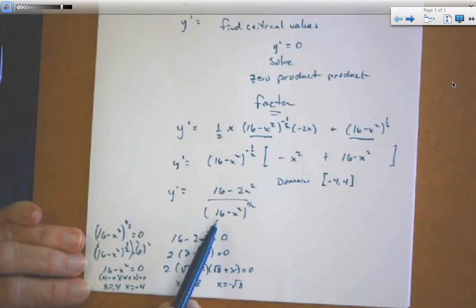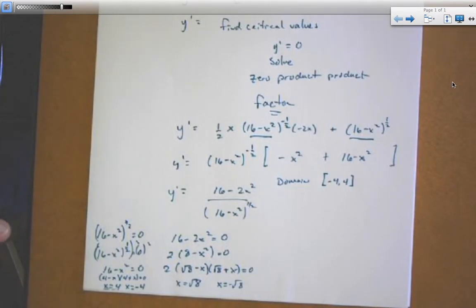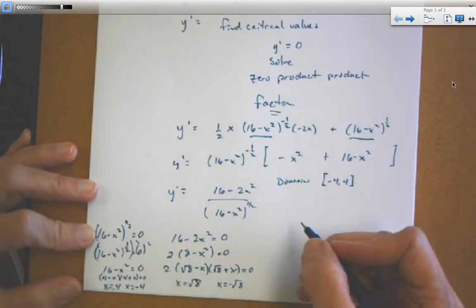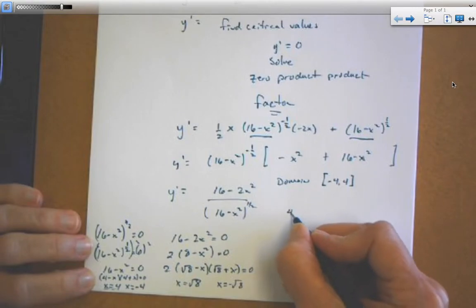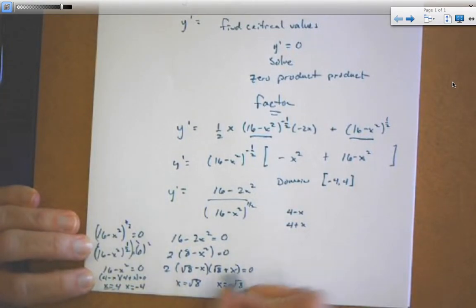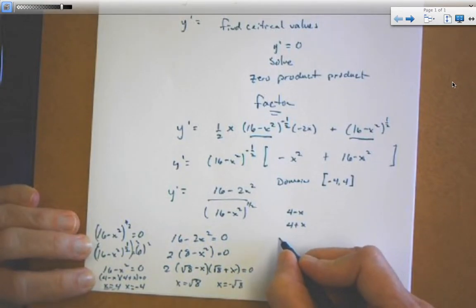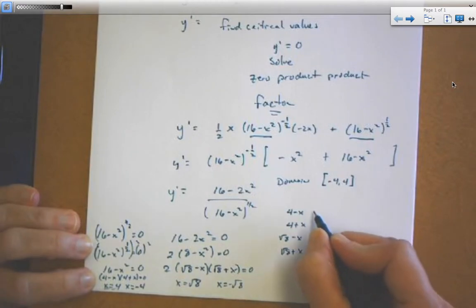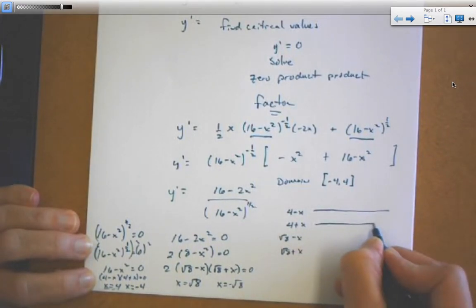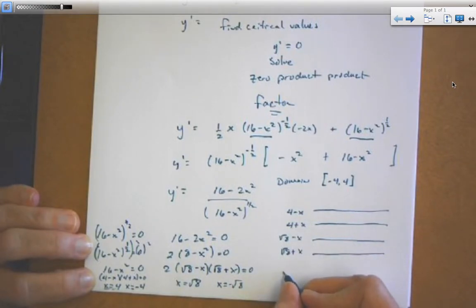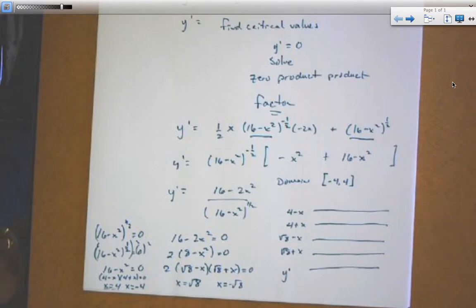Values bigger than 16 will make a negative, and you can't take the square root of a negative. Okay, so here's my sign chart. I'm going to be using 4 minus x, 4 plus x, because it can exist between those two, square root of 8 minus x, square root of 8 plus x. So notice I've kept all my factors and their signs just as I factored it.